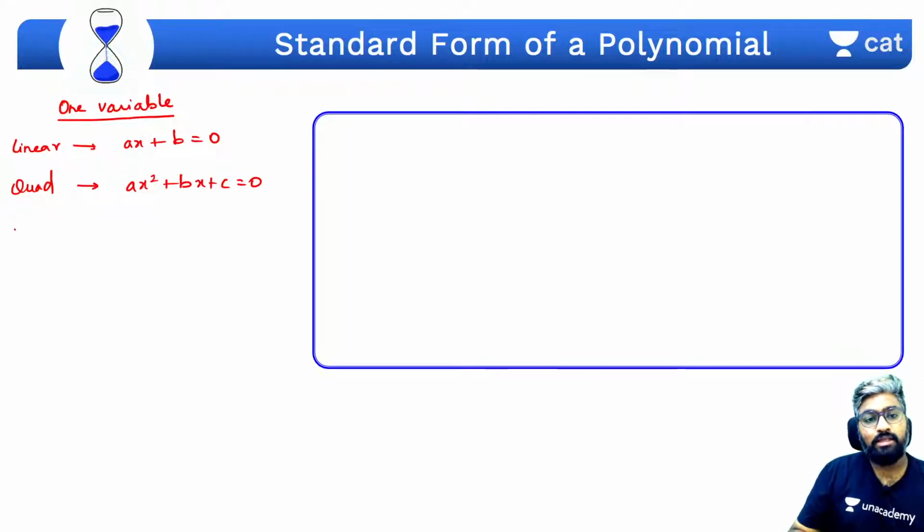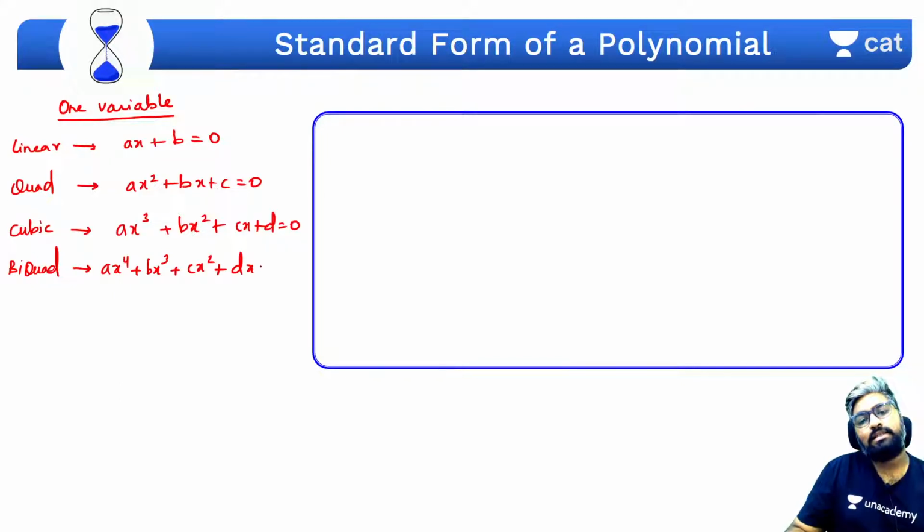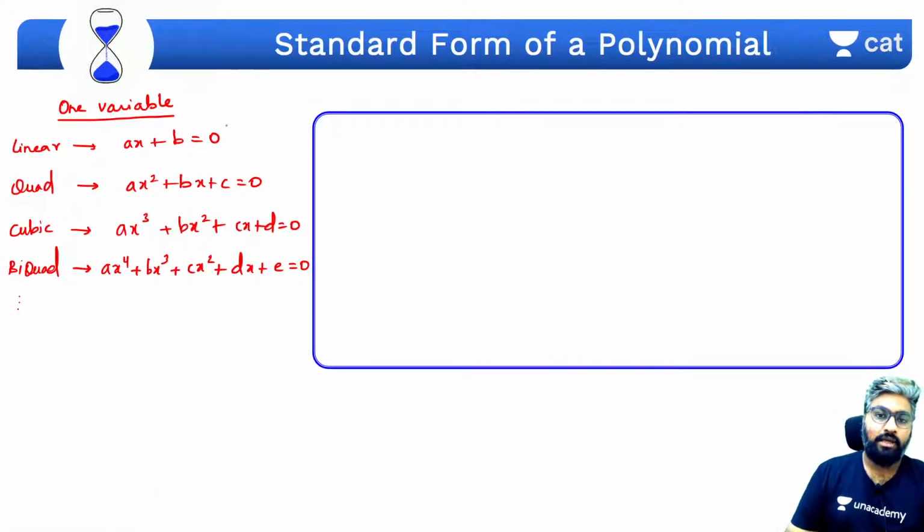For a cubic equation with degree 3, it will be ax cube plus bx square plus cx plus d equal to 0. Same way for a biquadratic, degree 4, it is going to be ax power 4 plus bx cube plus cx square plus dx plus e equal to 0. This will keep going on. So what do you learn here? Any polynomial equation can be written in this form.